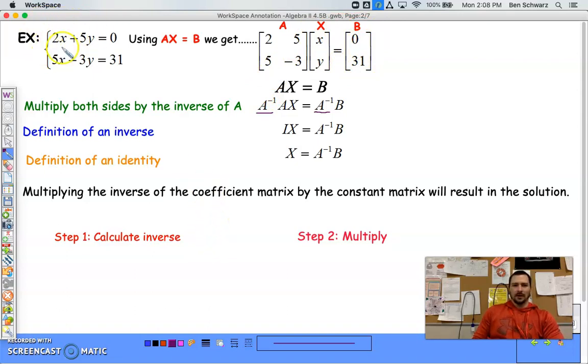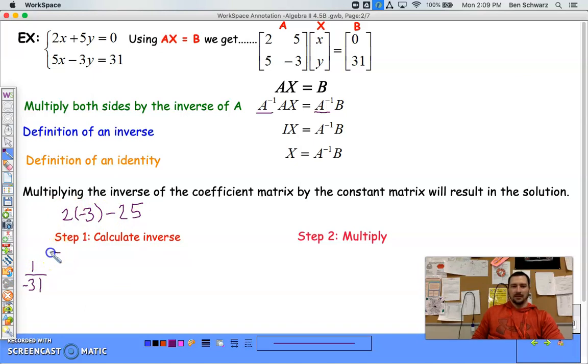So our coefficient matrix is 2, 5, 5, negative 3. We've got to find its inverse. First we do 1 over our determinant. I'll just write the determinant over here. 2 times negative 3 minus 5 times 5, so minus 25. So we end up with negative 6 minus 25, so negative 31 is our determinant.